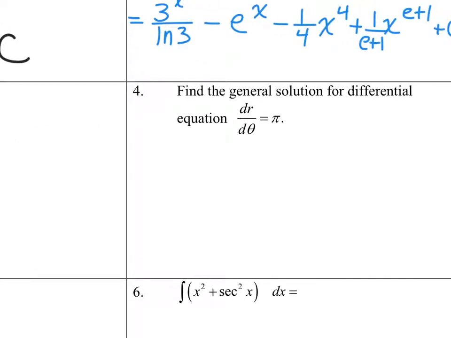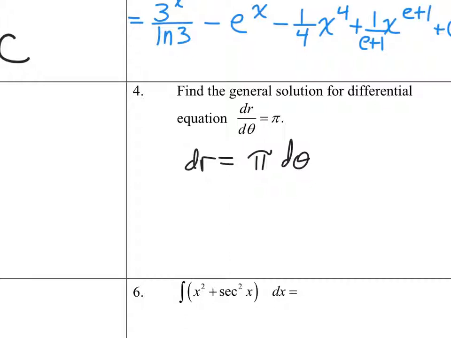Now, number 4 takes on a different form. Find a general solution for a differential equation. Right? So instead of dr d theta equals, we want r equals. The solution is not the differential form of the differential equation; it's the function that preceded that. So in order to do that, I would get it into differential form first. Dr equals pi d theta.